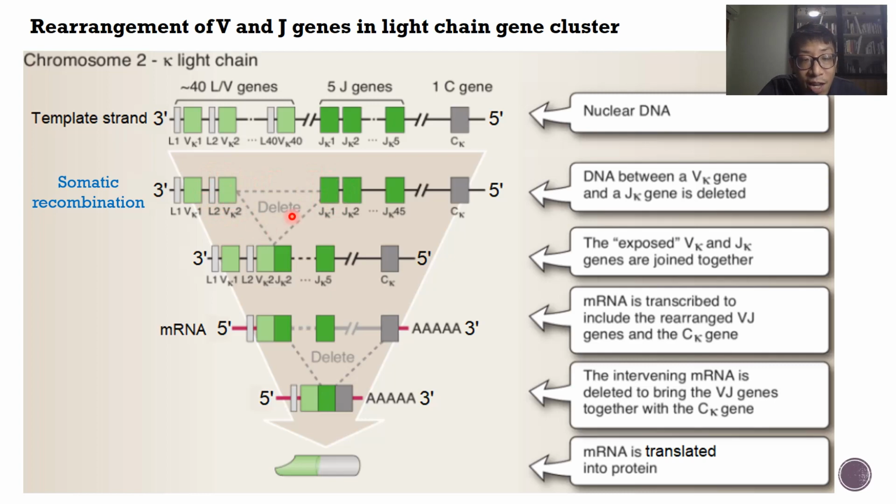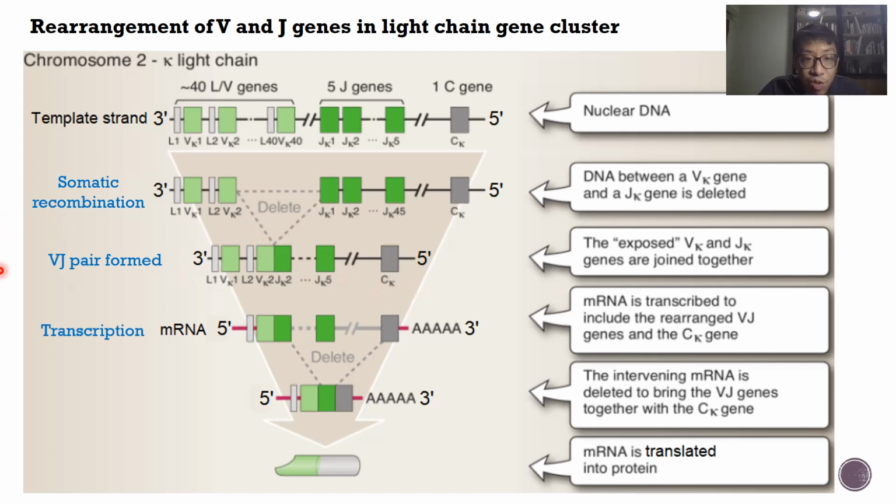So all the DNA in between, the V3, V4, V5, all the way to V40, and some of the long coding DNA, would be removed. So our V2, the second V gene, and the first J gene, I think it's a typo here, should be J1, right? The first J gene would be combined together, JK1. So J1, okay? So anyway, we now have this VJ gene pair, or VJ gene segment, that is formed at the DNA level.